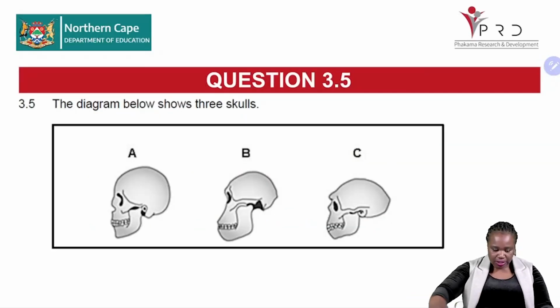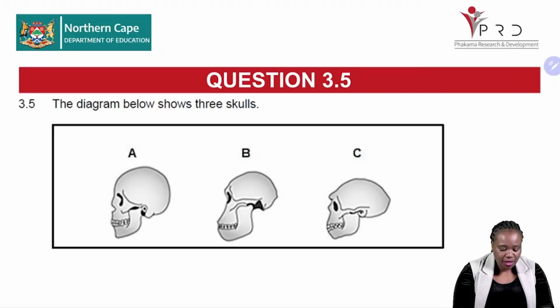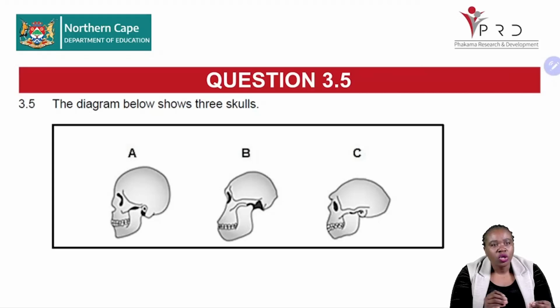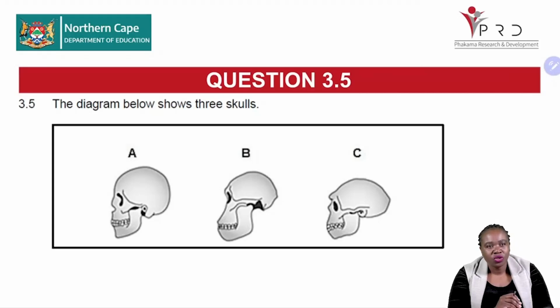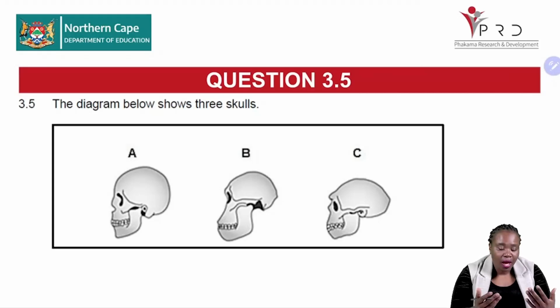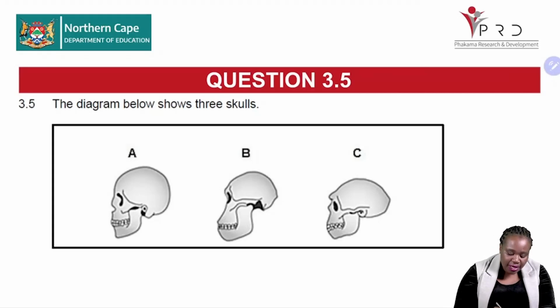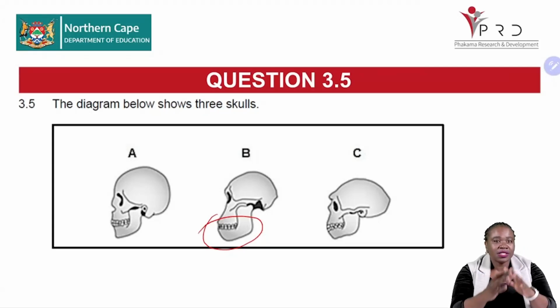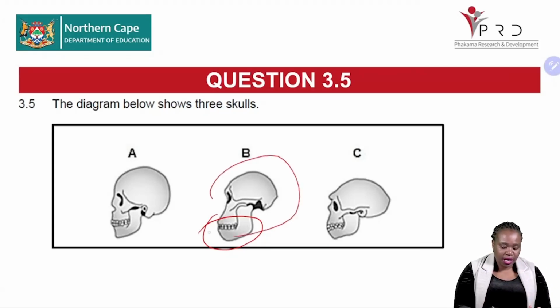Now let's have a look at 3.5. It says here, the diagram below shows three skulls, skull A, skull B, and skull C. By looking at these skulls, you should be able to know which one is older and which one is younger. How do you do that? You look at the characteristics. You look at things like the brow ridges, the jaw, and the size of the cranium as well.